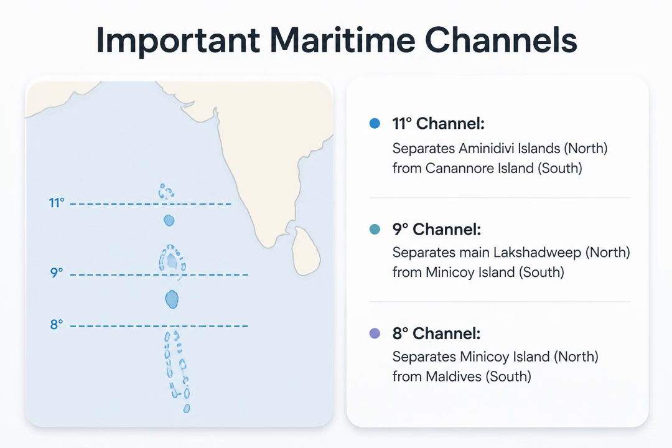Just like the 10-degree channel in the Bay of Bengal, the Arabian Sea has crucial maritime boundaries based on latitude. The 11-degree channel separates the Amindivi Islands in the north from Cannanore Island in the south. The 9-degree channel is a major divider, separating the main Lakshadweep archipelago from Minicoy Island. Further south, the 8-degree channel acts as the international maritime boundary, separating India's Minicoy Island from the Maldives.